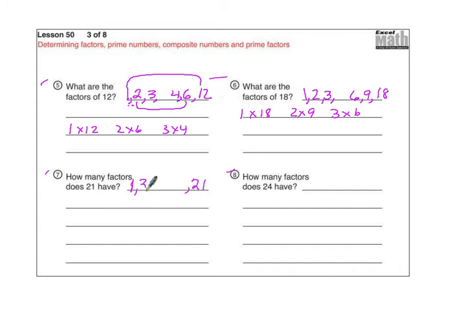So 1 times 21, and does 2 go into 21? No, it's not even. How about 3? Oh yeah, 3 times 7. The only numbers between 3 and 7 before we smash together are going to be 4, 5, and 6. None of those numbers go into 21, so the factors of 21 are 1 times 21 and 3 times 7.